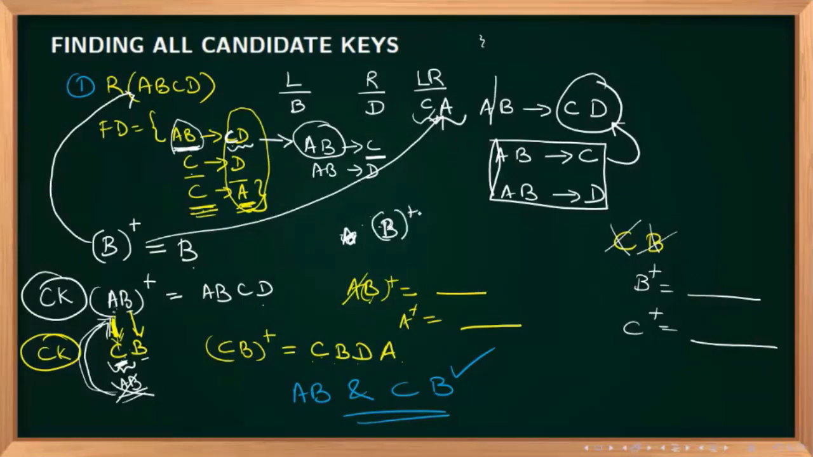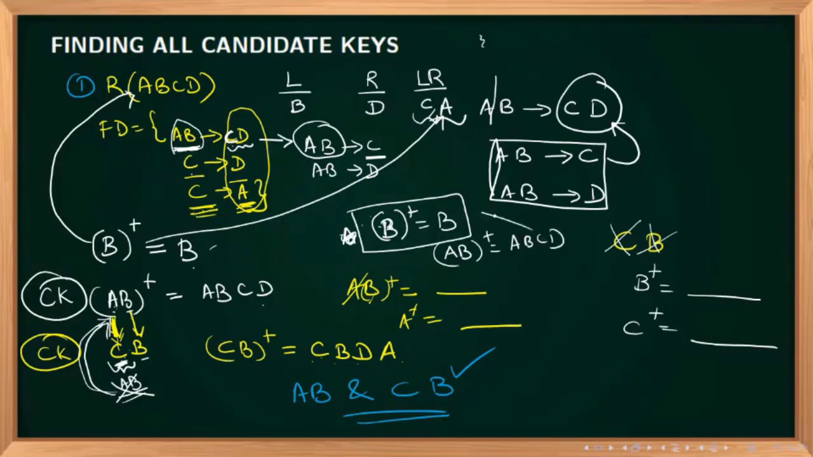B closure, if you take, you are getting only B. So you should not randomly add, too many attributes you should not add. One by one you add. So now you try to add A with B. A, B closure when you are taking, you are getting A, B, C, D. Now you understand that all attributes are coming over here.